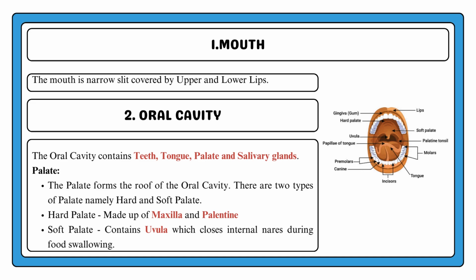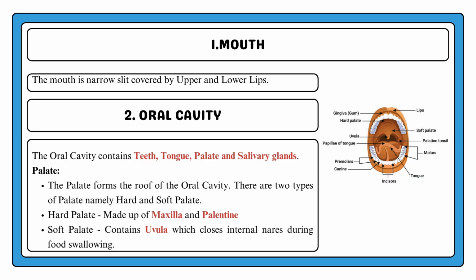Let's see the mouth. The mouth is a narrow slit covered by upper and lower lips, which leads to the oral or buccal cavity. The oral cavity contains teeth, tongue, palate, and salivary glands. First we will see the palate. The palate forms the roof of the oral cavity. There are 2 types of palate, namely hard and soft palate. The hard palate is made up of maxilla and palatine. The soft palate contains the uvula, which closes the internal nares during food swallowing.